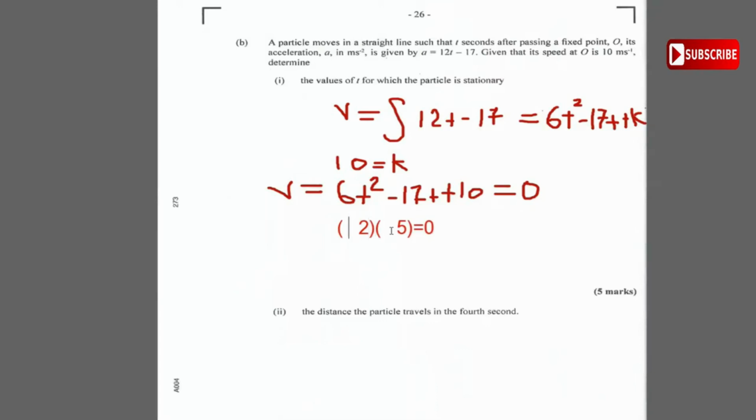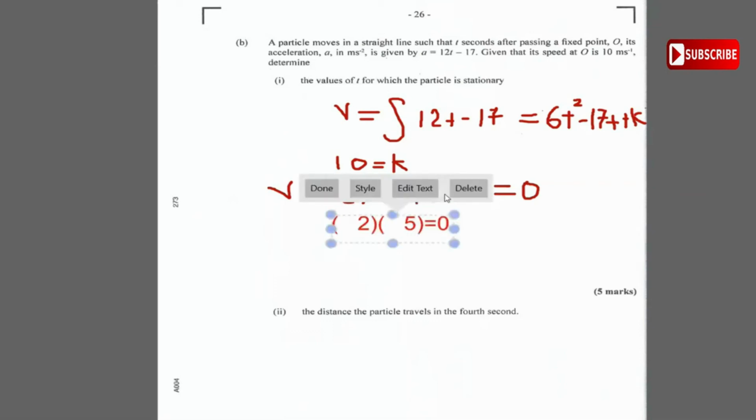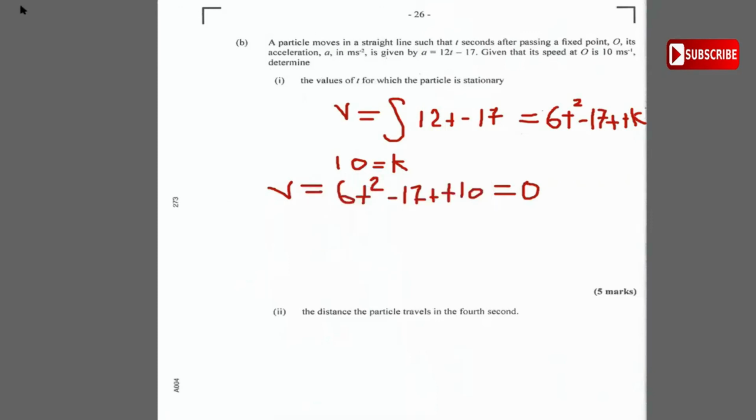How can we split the 6t squared? It can be looked up as 3t. Alright, it's taking a long while for me to factorize this, which I really don't like. So I'm just going to go straight to the quadratic formula. When it's taking me so long, I just go to the quadratic formula.